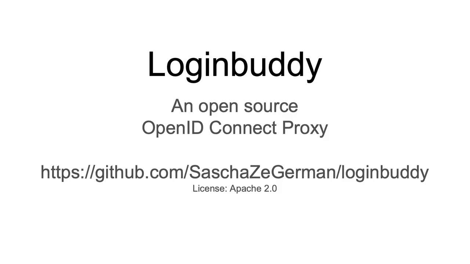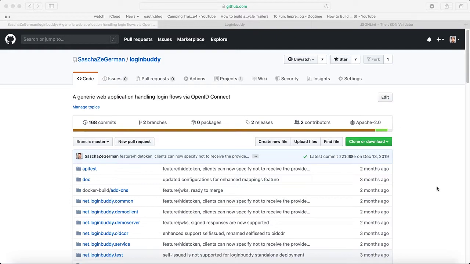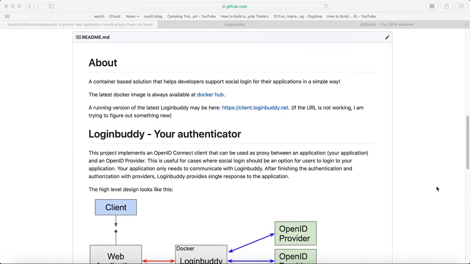Thank you. Sascha Preibisch, and today I would like to introduce you to my open source project Loginbuddy, which is what I call an OpenID Connect proxy. And it sits in between your web application and an OpenID provider. The idea is to simplify support for social login in your web application. And the setup of Loginbuddy looks something like this.